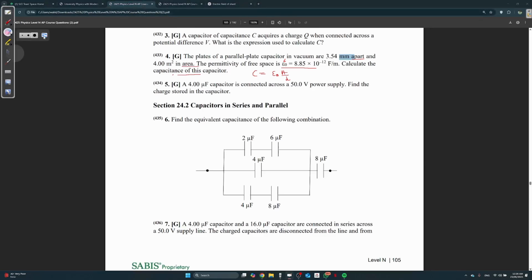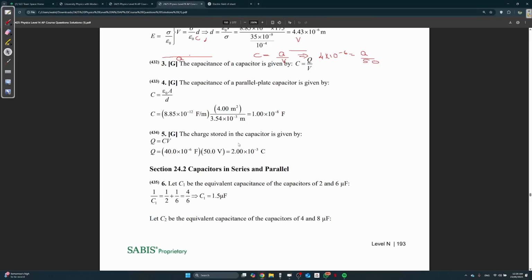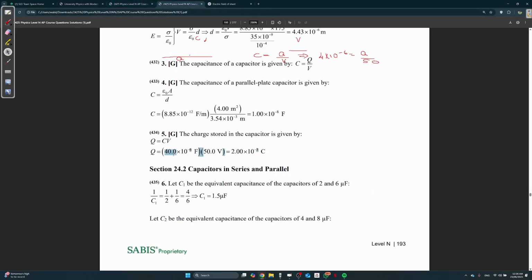Very easy. A 4 microfarad capacitor is connected across a 50 volt power supply. Find the charge stored in the capacitor. Again, capacitance is equal to charge over voltage. How do I know to use this? They gave me C, they gave me V, we want Q. Relate the two. C is equal to Q over V. So we're just gonna get 4 times 10 to the minus 6 is equal to the charge Q over the voltage 50. Multiplied, you're gonna get 2 times 10 to the negative 4. Okay, they said 4, so the course revision is wrong here. It should be 4. If you use 40, obviously you'll get this answer, but here they said 4.